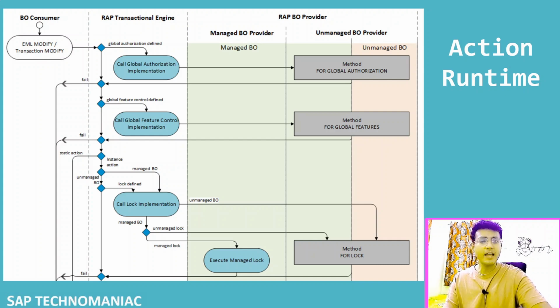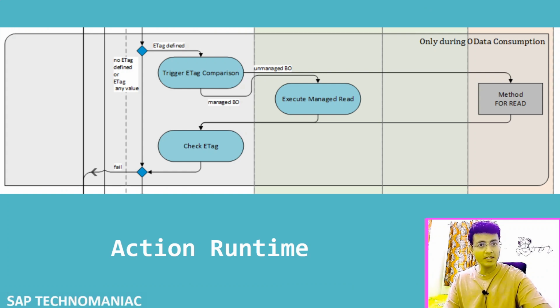So whenever the action triggers, global authorization will be checked, and global feature control will be checked. Once that is done, since the action is doing some modification without going through the edit phase, obviously the lock method will be run, and then it will proceed further. If you have an ETag implementation, that also will be run. And if you are doing some action, in that case you also have to implement the read operation. That is a very important thing in the unmanaged scenario.